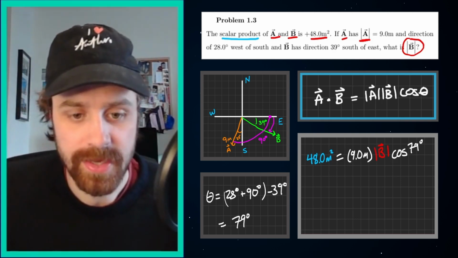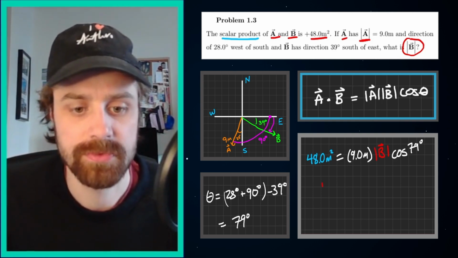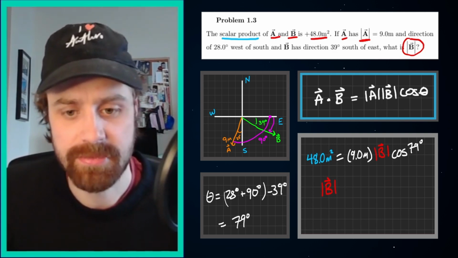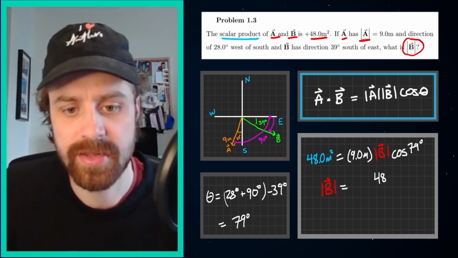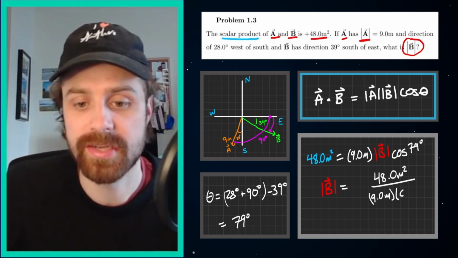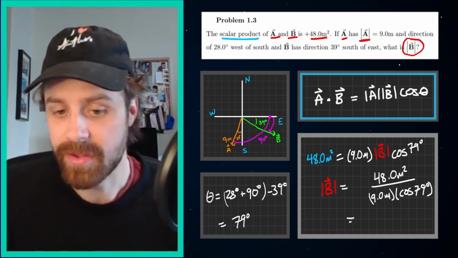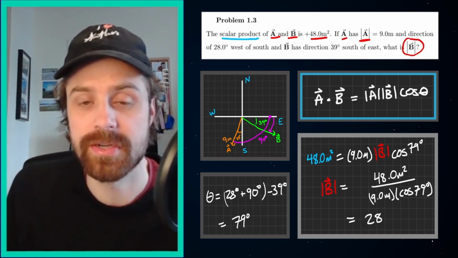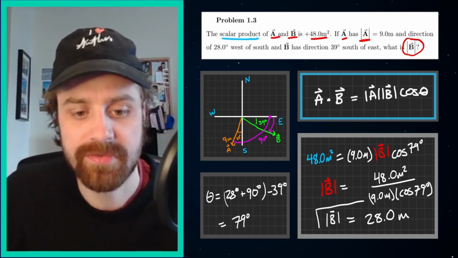Then solving for the magnitude of vector B, what we're being asked for here, is really easy. We just move things around. That's going to be equal to 48.0 meters squared divided by 9.0 meters times cosine of 79 degrees. And again, that's just a calculator thing. We can plug that all in. This comes out to 28.0 meters. And that's our answer, the magnitude of vector B.